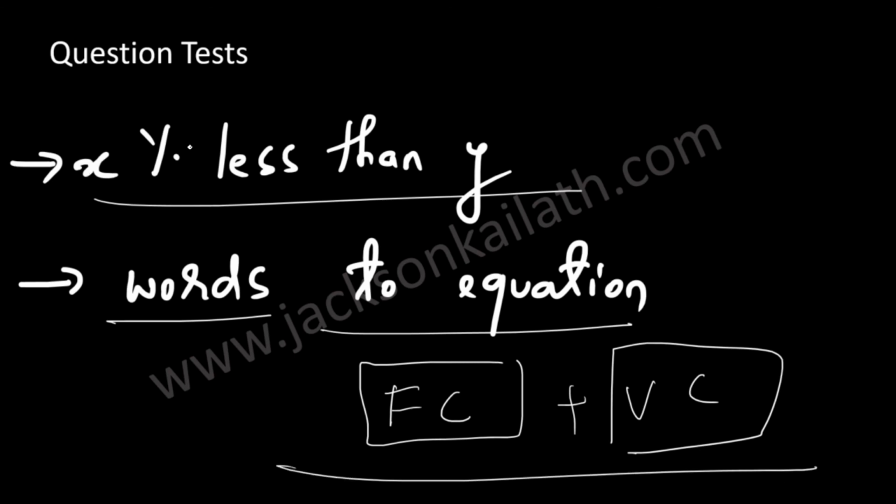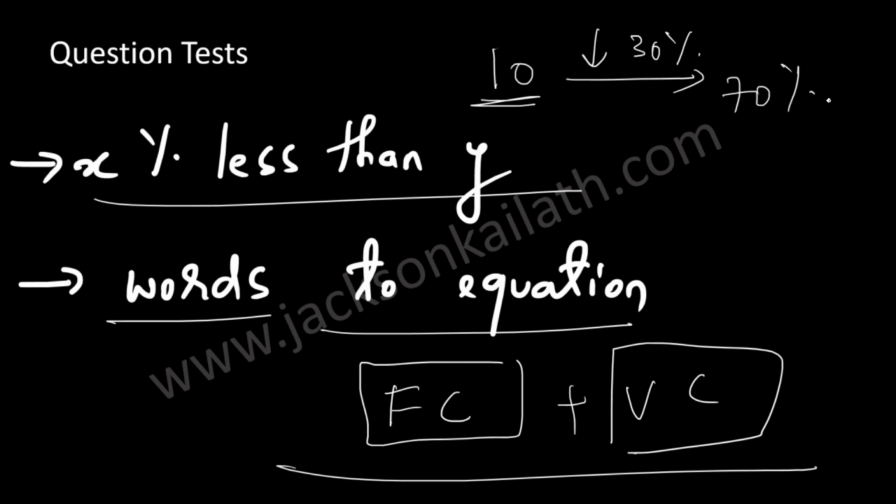Now again, remember X percentage less. How do you do that? If you have 10 and you want to reduce it by, let's say, 30%, so 100% is 10. If you reduce it by 30%, you're left with 70%, and then you just need to find 70% of 10, which is equal to 7. So that's again something that you should know.